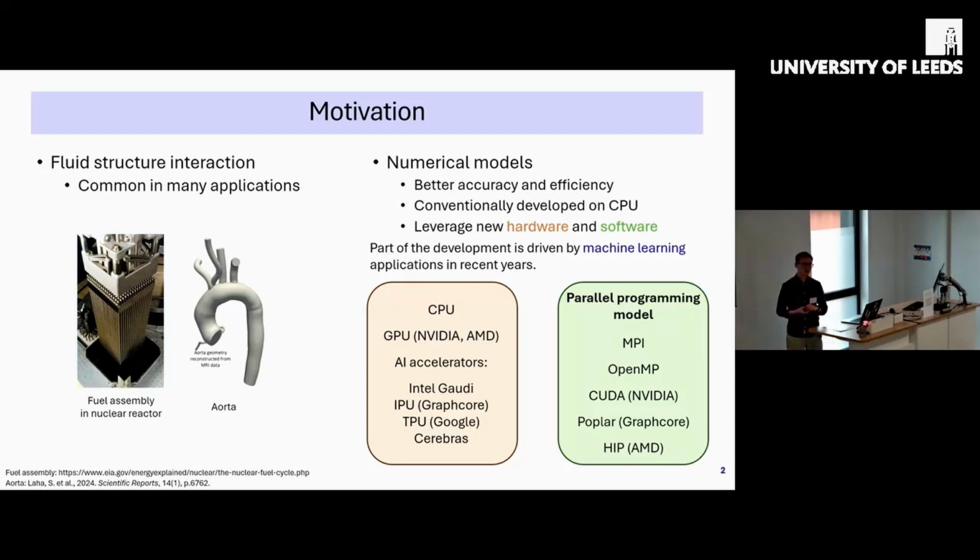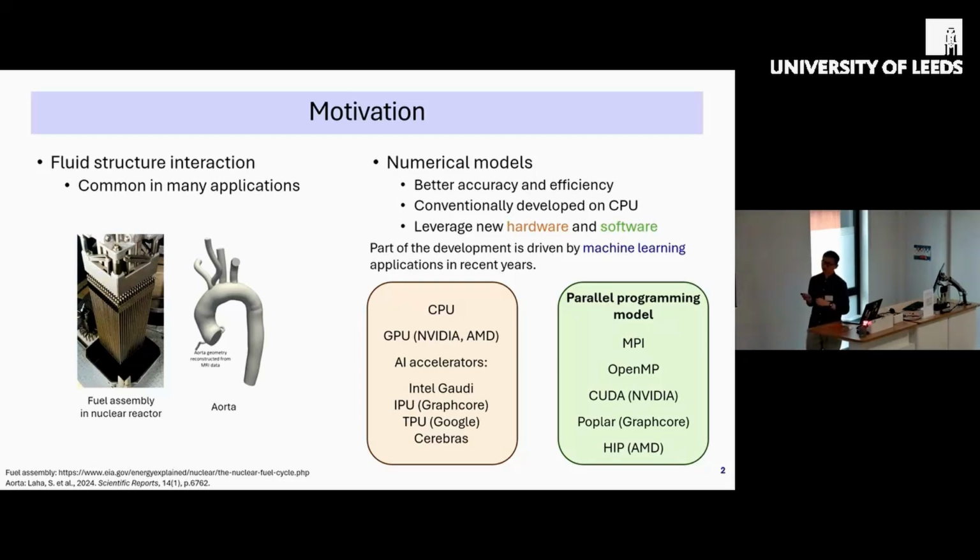And conventionally, this model development is usually done on the CPU platform, but we have seen a lot of new hardware and software developing over the years. And largely, this development is driven by machine learning applications. So I'm listing some hardware in the box here. We have conventionally CPU, but GPU is largely driven by machine learning. And there are even some dedicated AI accelerators for machine learning applications. They have larger cache and on-chip memories, a lot of parallel chips.